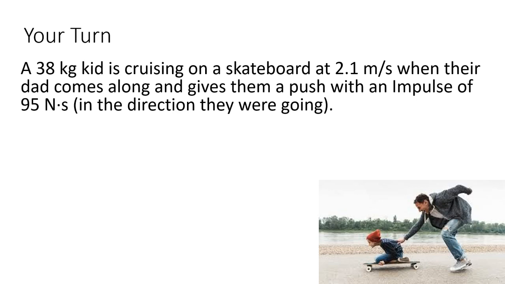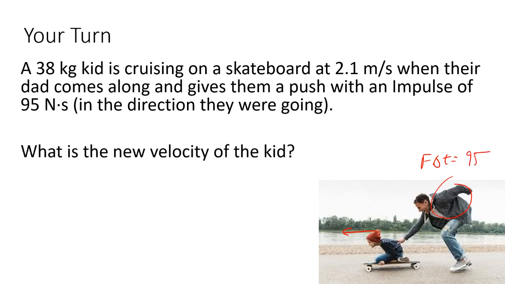So here's a kid that has some velocity. Then dad comes along and gives them an impulse. That's an F delta t equal to 95. What is going to be the new velocity of the kid? Okay, so we're going to be looking for the new velocity where our initial velocity was 2.1. So go ahead and try that out. Plug in your answer.